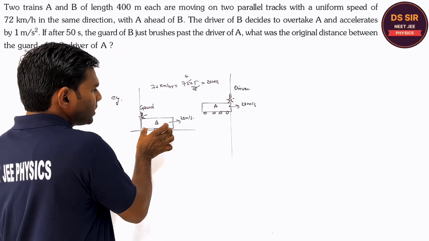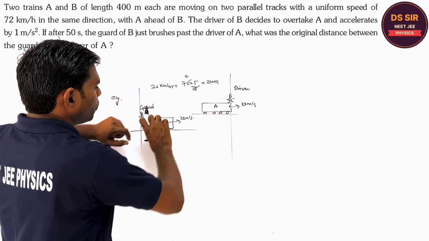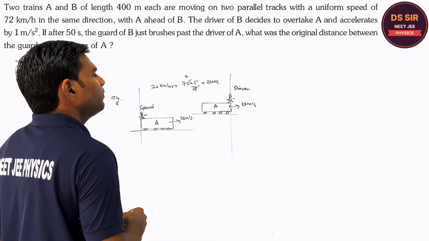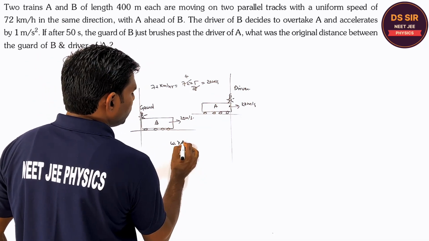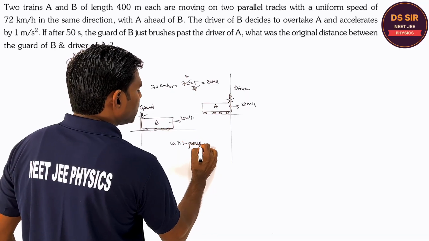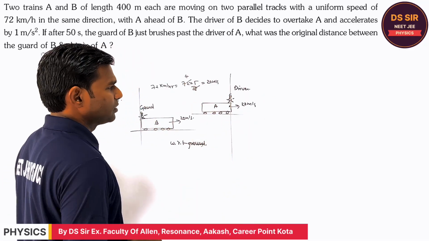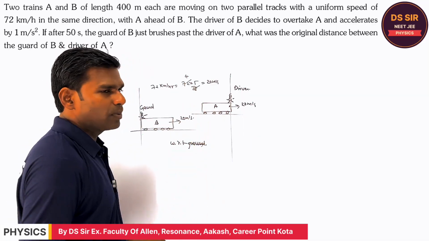So to overtake the train A, what we have to do? B has to accelerate, right? This is the figure with respect to what? With respect to ground. So with respect to ground, both trains are moving in the forward direction, right? In the forward direction. So can you make the figure with respect to A?